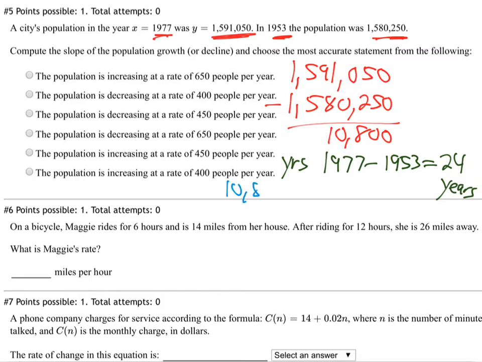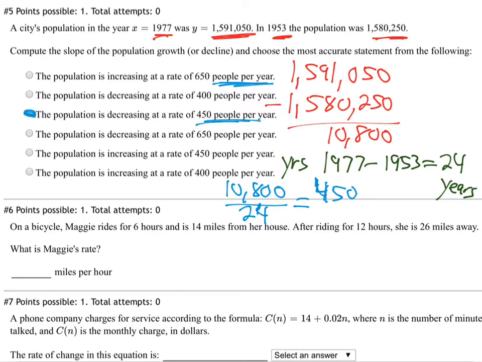So what are we going to do with the 10,800 and the 24? Because they want us to figure out how many people per year. Like how much did it go up each year if it went up 10,800 over 24 years? Yeah, I put it over 24 years, don't I? Divide by 24. Yeah, just divide that. Somebody got a number? 450. 450, thank you. So it looks like it went up 450. There's the answer. 450 people.